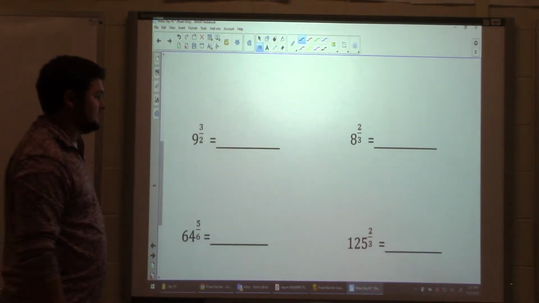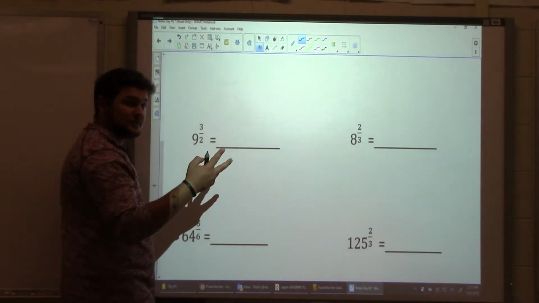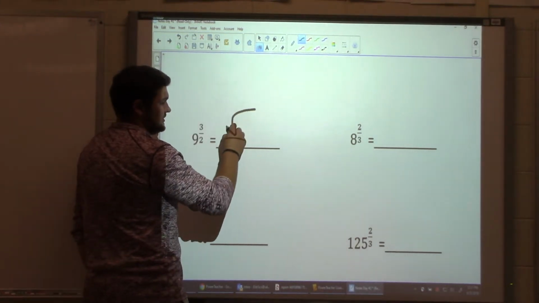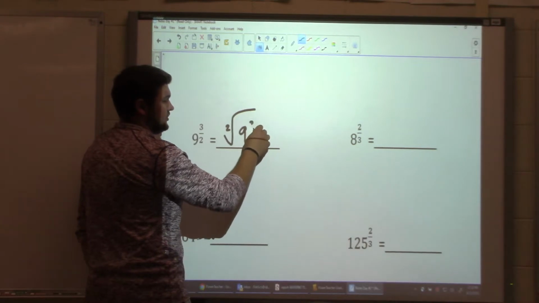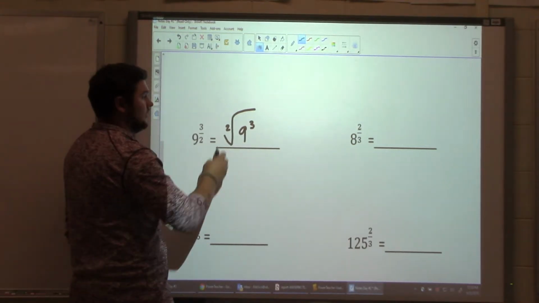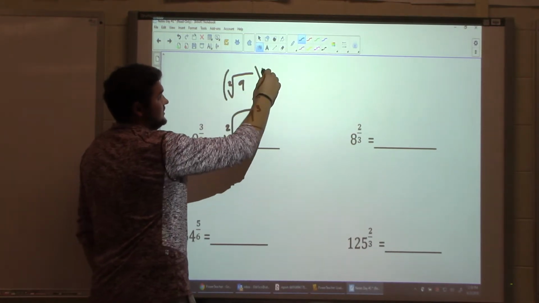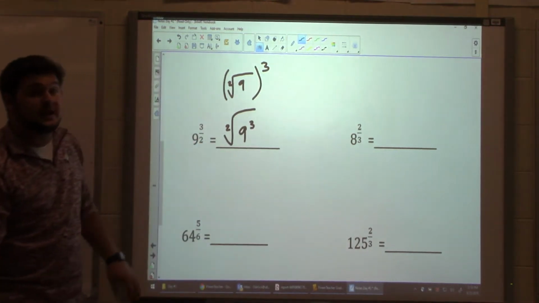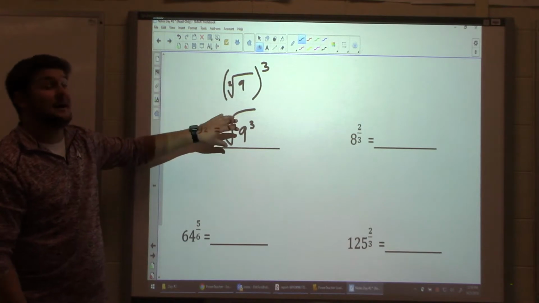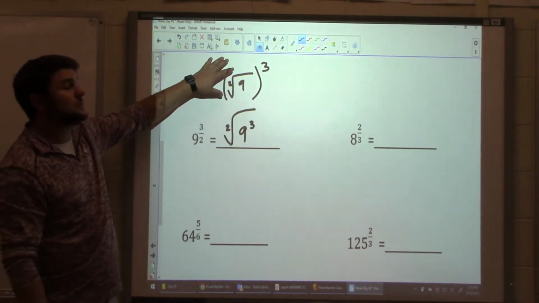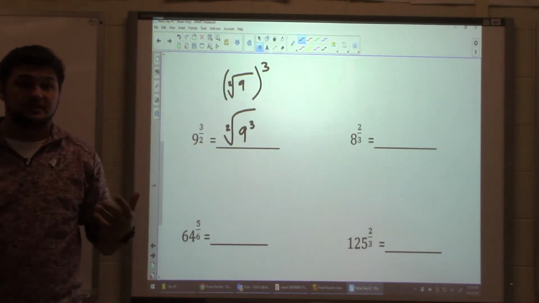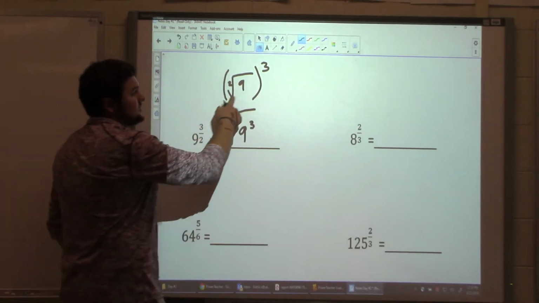9 to the 3/2. 2 ways to do it again. We can take the square root of 9 cubed, or you can take the square root of 9 and cube it. So, sometimes doing it the opposite way, the way that I don't like to do it, really, sometimes that works better. It's a little bit easier. Right? If I do the top way, what's the square root of 9?